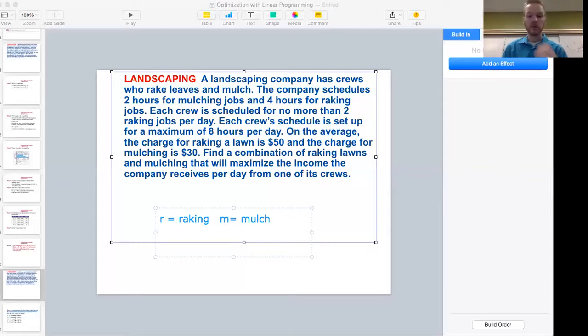So let's go through this. Let's talk about hours. We're only allowed 8 hours per day, okay? So that's an inequality I'm thinking about. It's 2 hours for every mulching job, plus 4 hours for every raking job, has to be less than or equal to 8. Okay, I can't go past that at all.